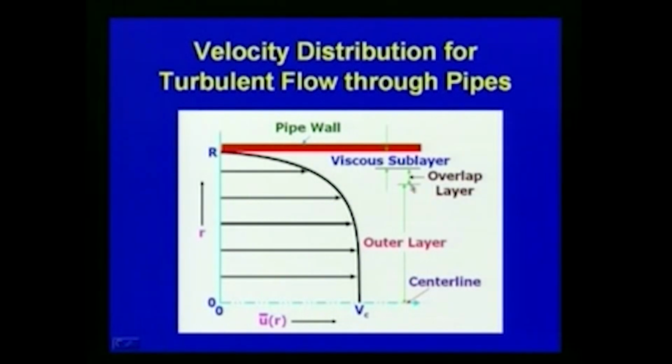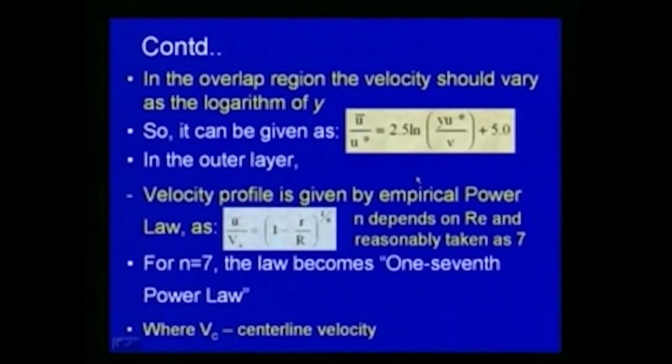You can see that this is the overlap layer. In this layer the velocity variation can be expressed, as discussed earlier, as u bar by u star is equal to 2.5 natural log of y u star by nu plus 5. So, this gives the velocity variation in the overlap region.